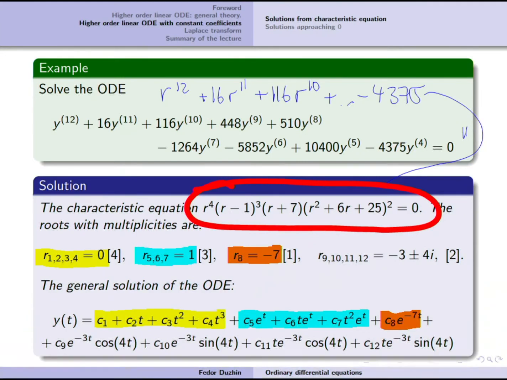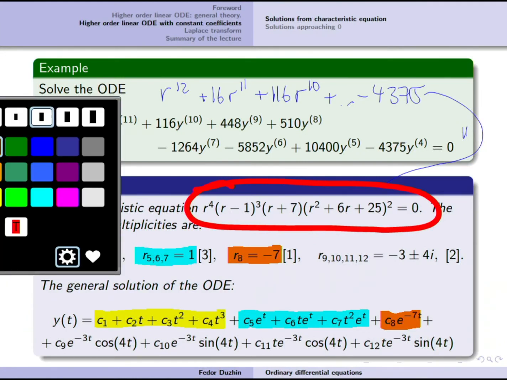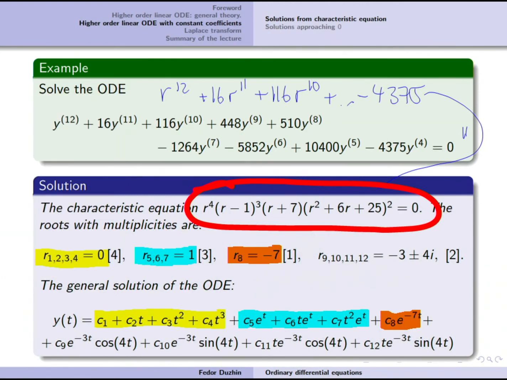Okay, and then we also have this part, which is a bit special, so let me pay attention to it. We have this part, r squared plus 6r plus 25. If we write down the corresponding equation, r squared plus 6r plus 25 is 0, then we get that r is minus 3 plus minus 4i. But since it is squared in the equation, it means that each of these 2 roots has multiplicity 2.